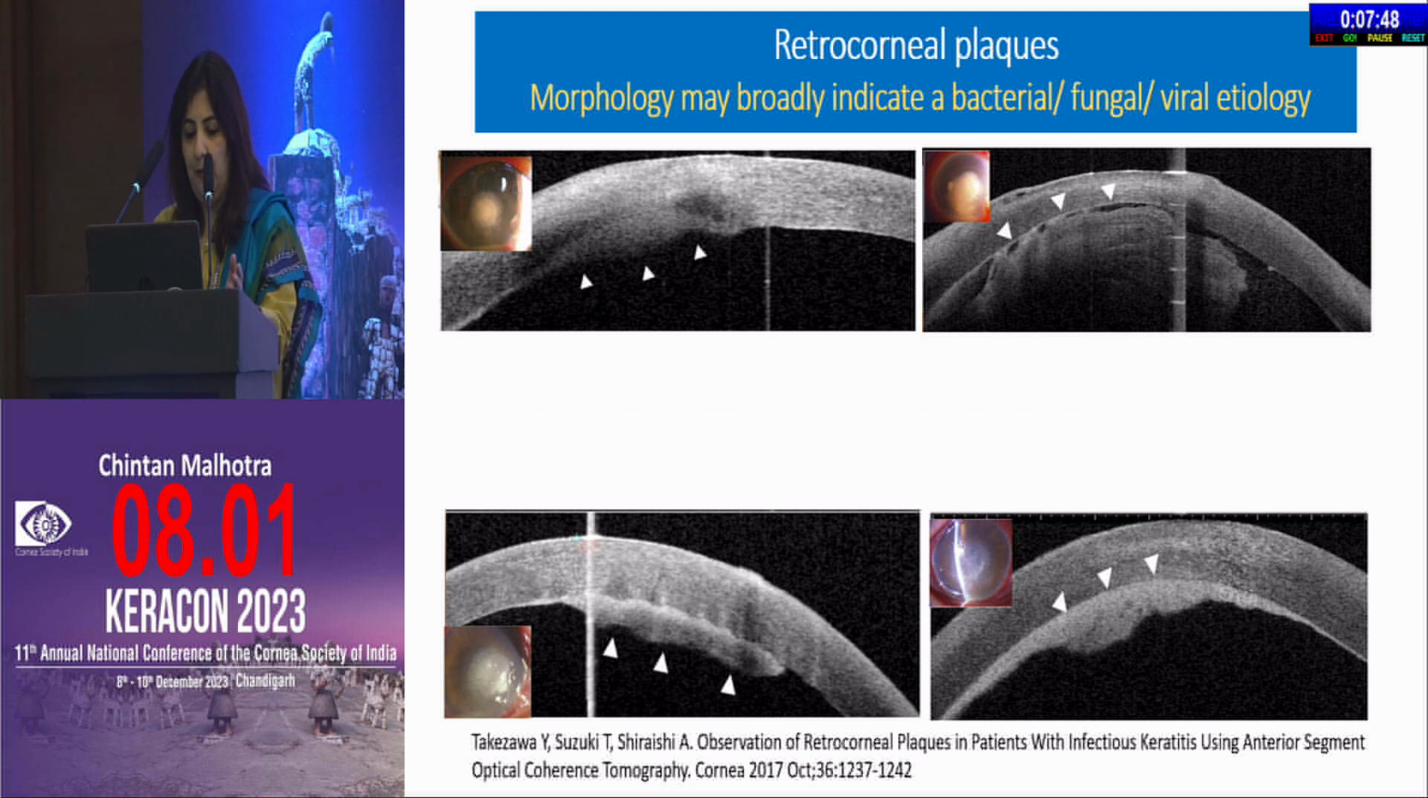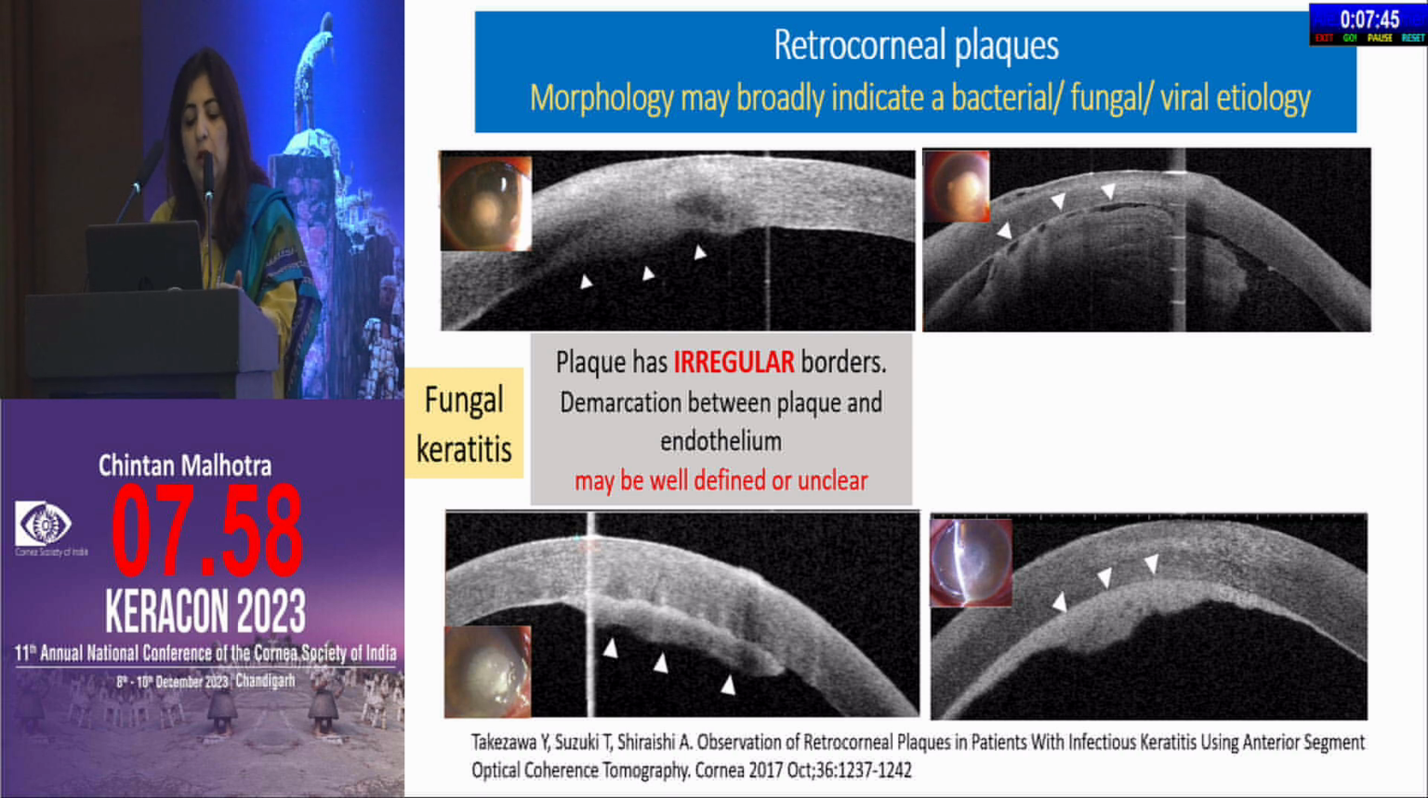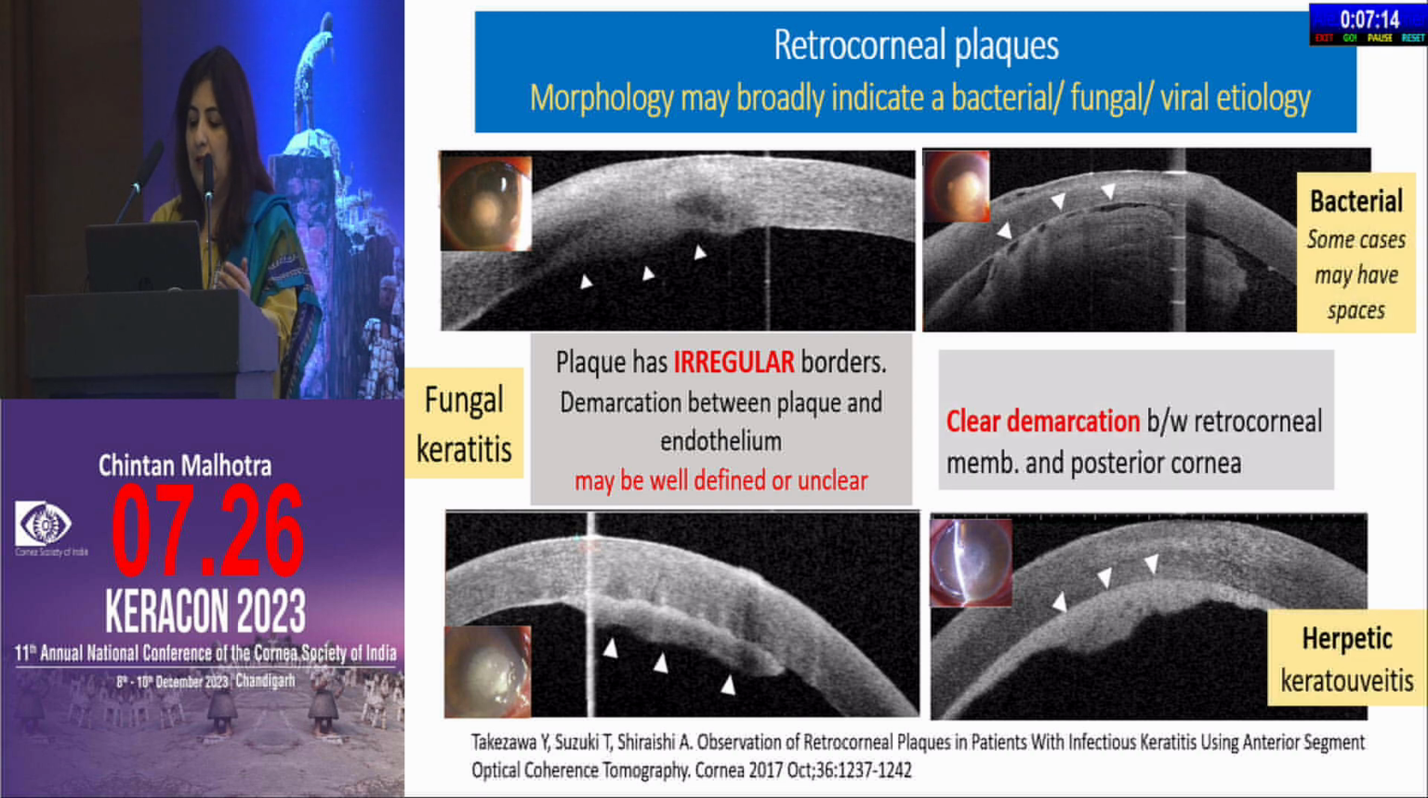So one place which contradicts what I said, it just tells us about structure. This is one example of what this paper has shown, that sometimes ASOCT may help us guide a little bit about the etiology, although I won't say that this is 100% true. Looking at the characteristic of the retrocorneal plaque, if the plaque has irregular borders, despite the fact that the demarcation between the plaque and the endothelium is clear or not clear, it probably points, in this paper at least, to a fungal etiology, because we know in fungal keratitis, the plaque is because of the hyphae penetrating the Descemet's membrane. On the other hand, the authors show that in bacterial and herpetic keratouveitis, there was a clear demarcation between the retrocorneal membrane and the posterior cornea.